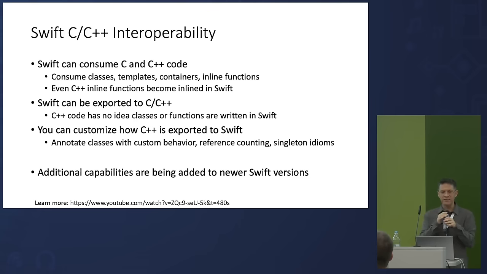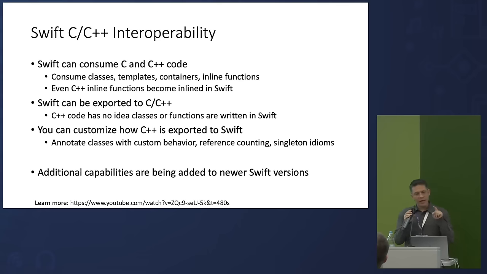So to give you a taste of what it can do, Swift can consume your C and C++ code, it can consume your classes, it can consume your templates and inline functions, and inline your C++ function in Swift. The reason it can do this is because Swift is really syntactic sugar on top of LLVM. So it's LLVM and LLVM, they can do that. Now, you still cannot override a function from C++ in Swift yet. But they're actively working on this. So this is the first pass at the C++ support. It is incredible the way that it is right now, but they're adding more capabilities.